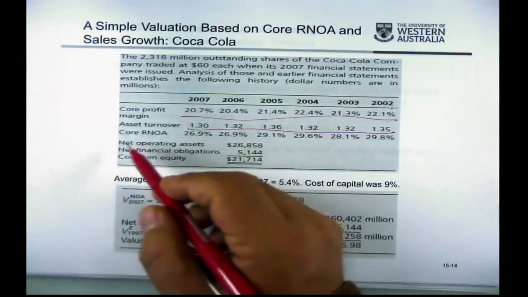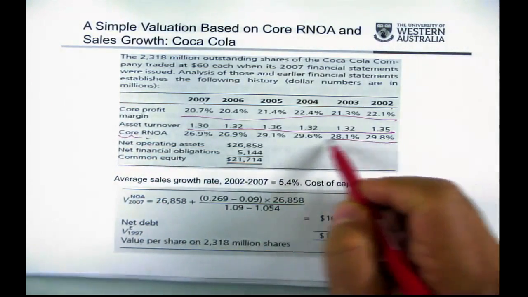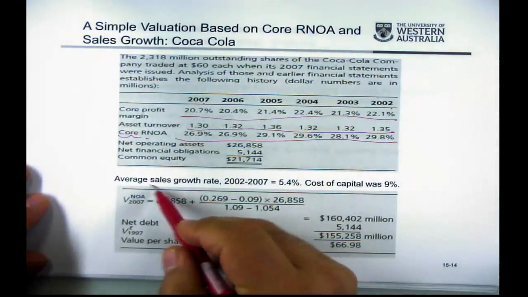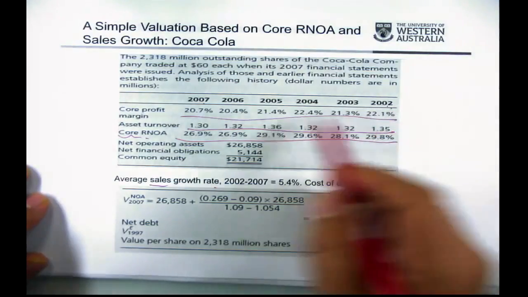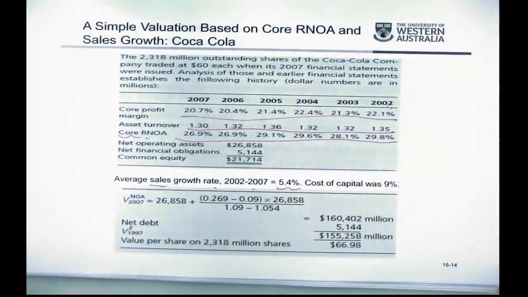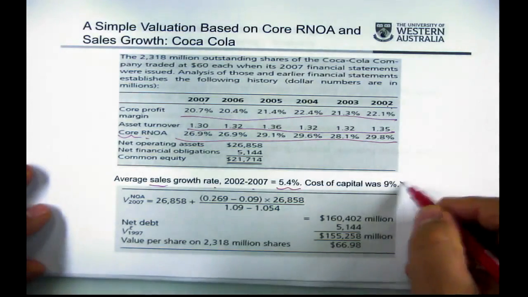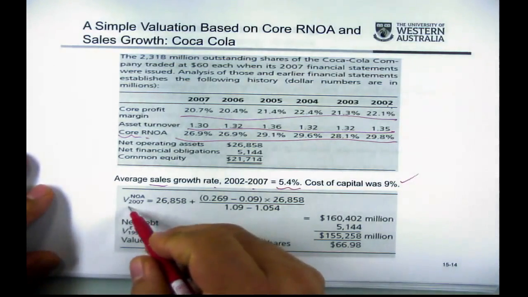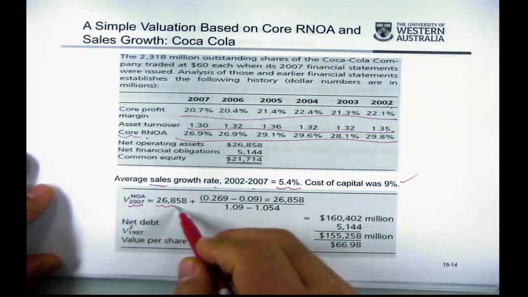And even the core return on net operating assets, the variation is very small. The core return was somewhere between 27% to 30%. We can take, for example, the midpoint, or if you believe the latest one can be sustained, then use it. The average sales growth rate over this period, 2002 to 2007, was 5.4%, and the cost of capital was 9%.